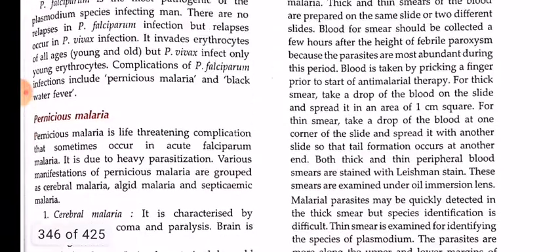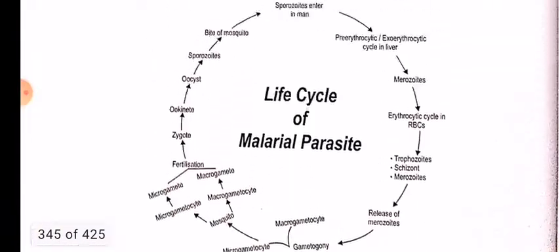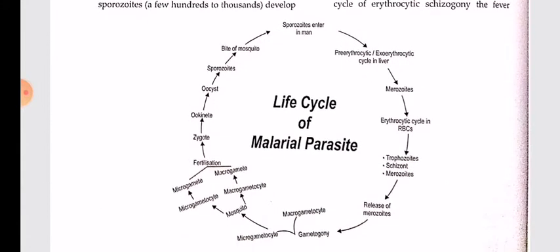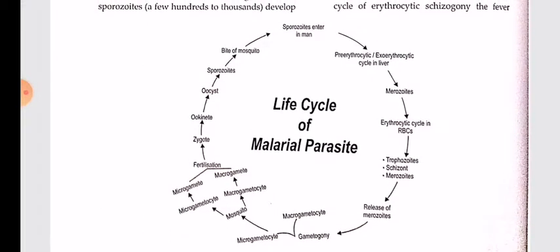Okay, so now we move on to that cycle which we had left for the continuity of this topic. So yes, we do the life cycle of the malarial parasite now. Very important. So the very first we begin with the sporozoites which enter in the man.